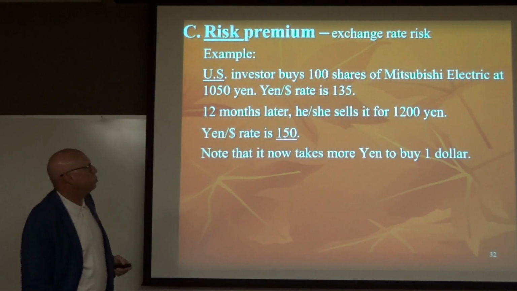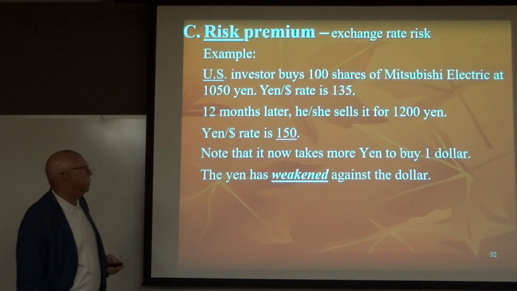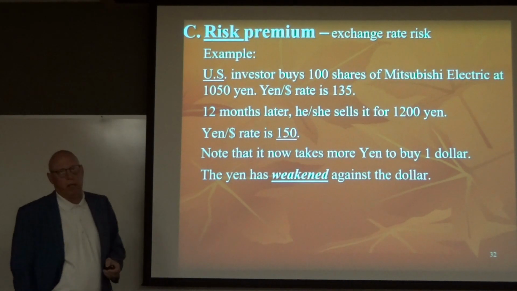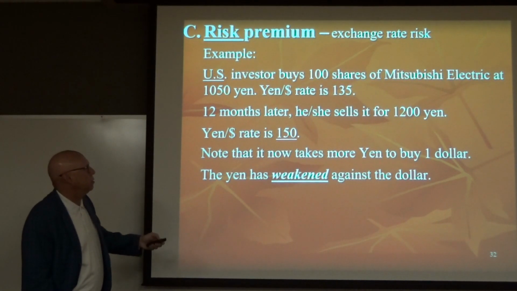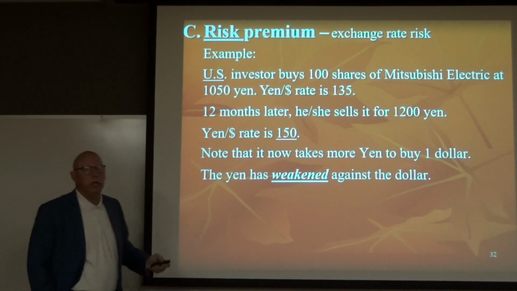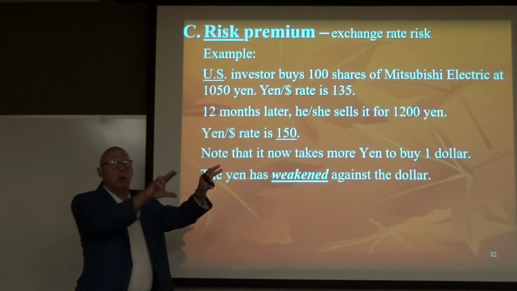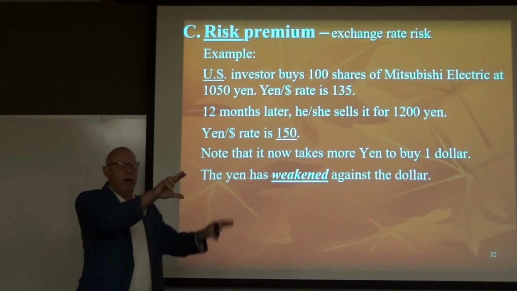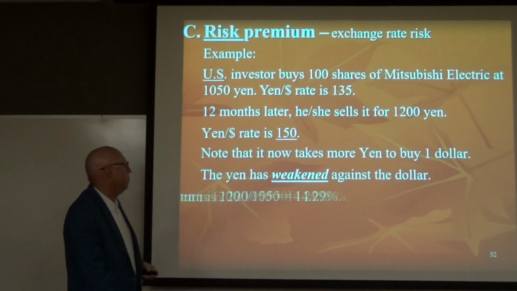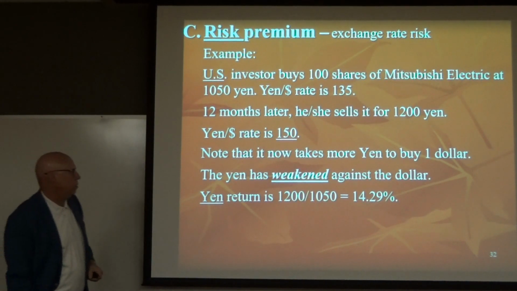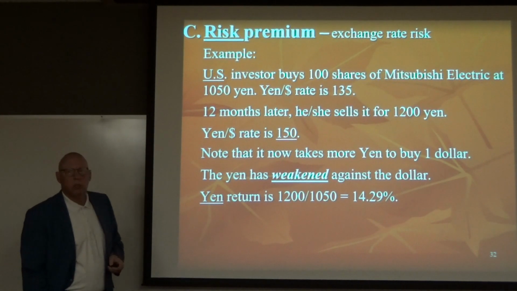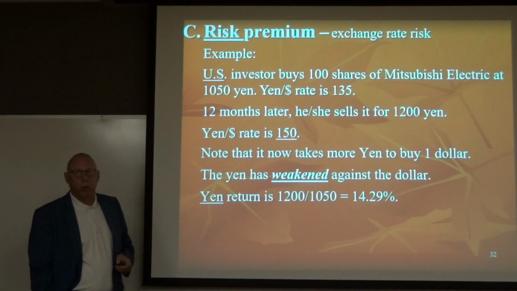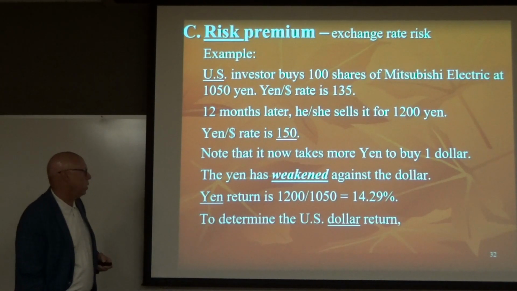All right. It now takes more yen to buy a dollar, or more dollars to buy yen. Okay, so the yen has weakened against the dollar. It takes more yen to buy $1. That's what this is telling us. Okay, so the yen has weakened. So we have the yen and we have the dollar, and now the yen has gone down, the dollar has strengthened. Okay? So the yen return, if we were trading just in yen, we made a 14.29% return. Pretty nice.